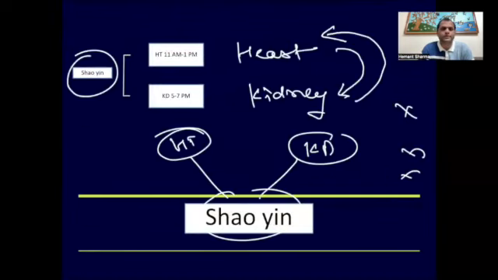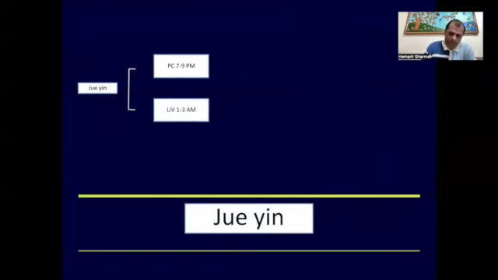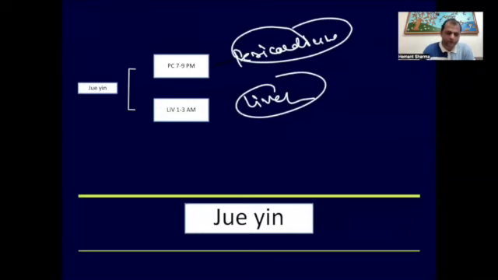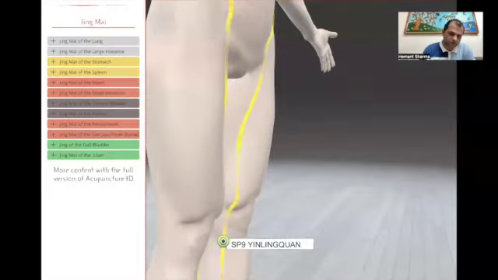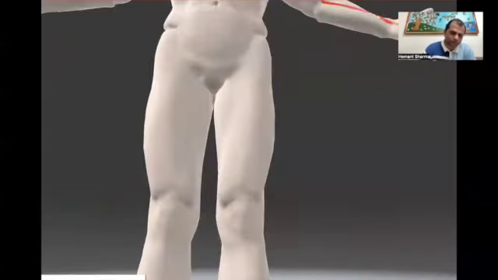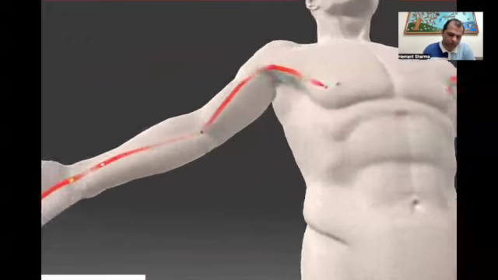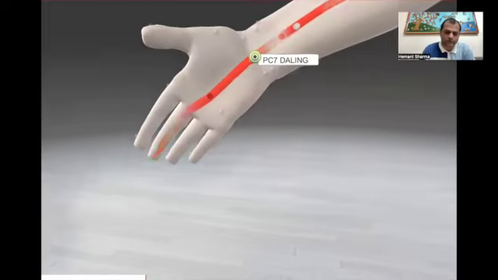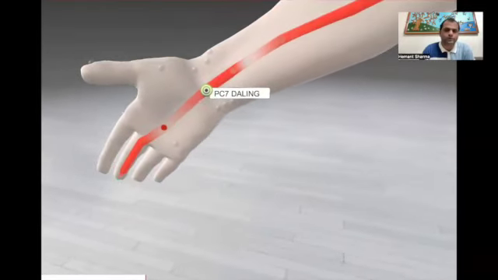In the same way, if someone is having a problem in the Jueyin, what is Jueyin? Jueyin means pericardium and liver. So a problem in the pericardium will take the support of the liver. For example, let's see the pericardium. One person is telling you, can you treat my wrist pain here? Okay, this person is having wrist pain at the location of pericardium 7.